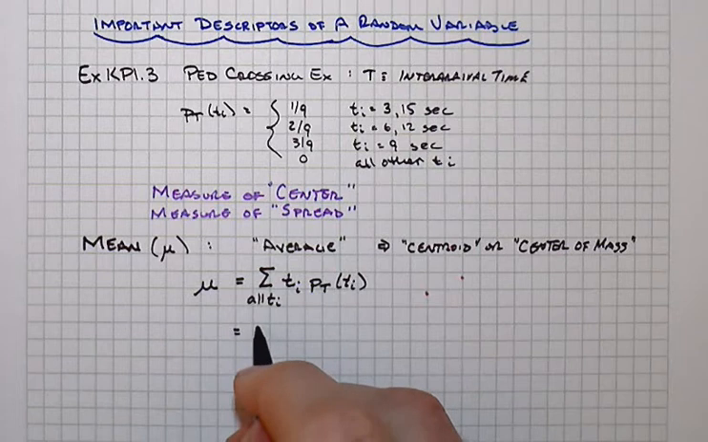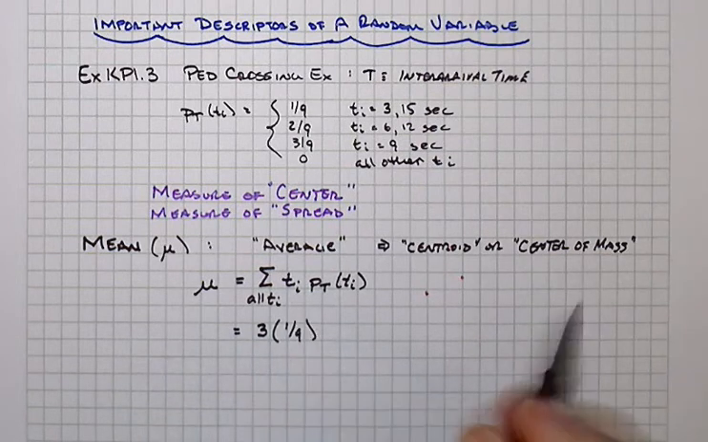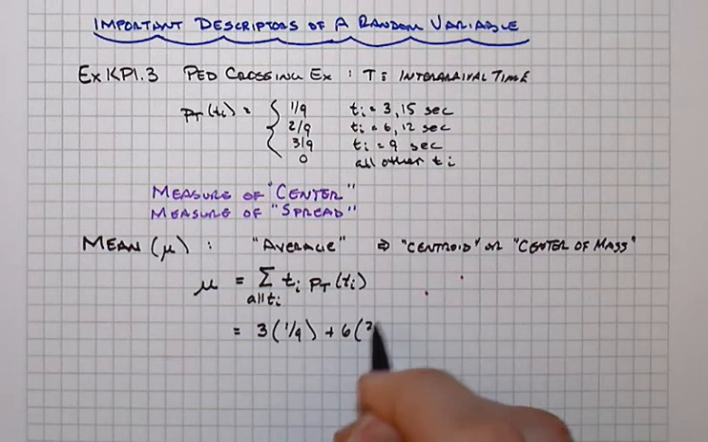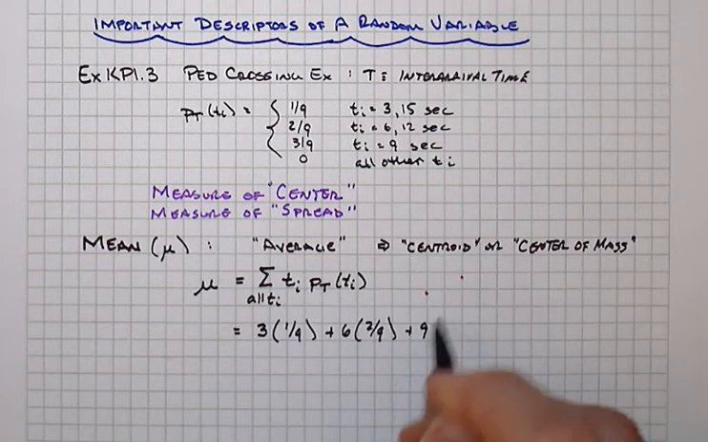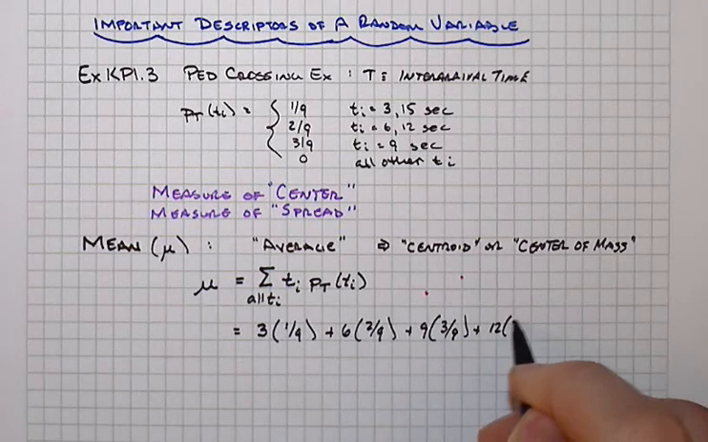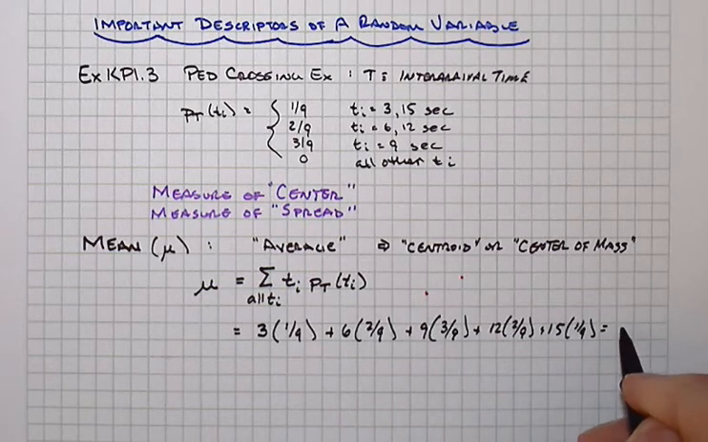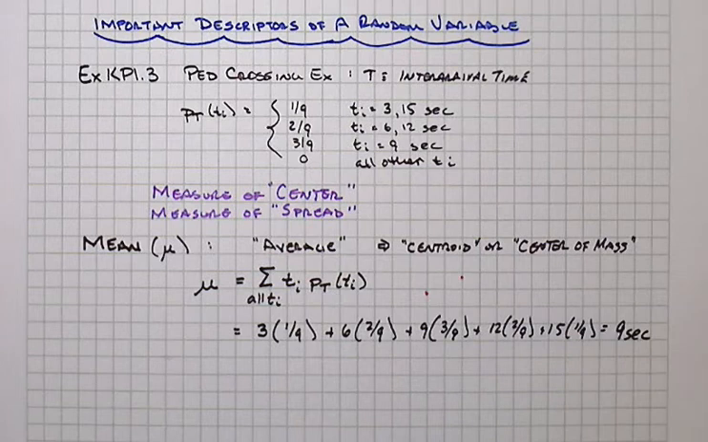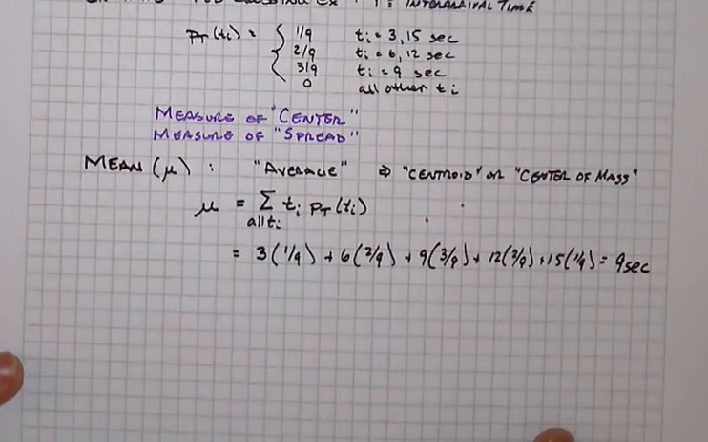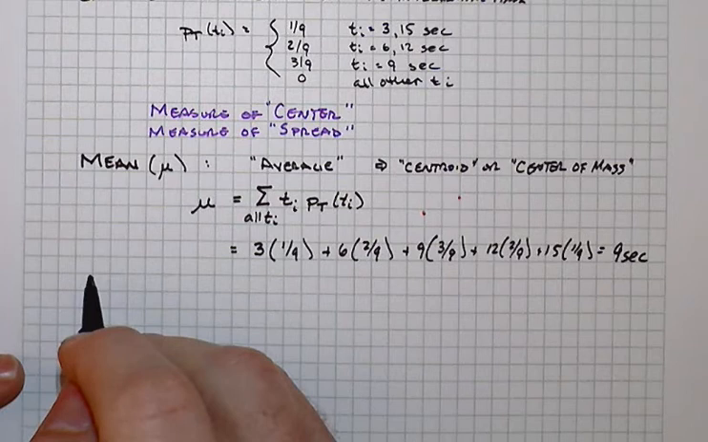But in terms of how to calculate that out in long form, one possible outcome is 3 times its chance of occurring, which is 1/9, plus 6 times its chance of occurring of 2/9, and 9 times 3/9, plus 12 times 2/9, plus 15 times 1/9. And when you work it all out, that will be exactly equal to 9 seconds, as we would have anticipated from this concept of centroid of mass and notion of center just by looking at the graphical form here.